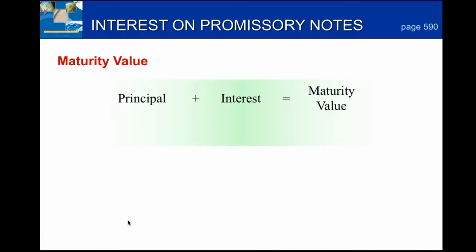Okay, so interest on promissory notes. The maturity value is the principal of $20,000 plus the interest of $300 for 90 days, which equals $20,300. That's the maturity value, that's what the entire loan is worth.